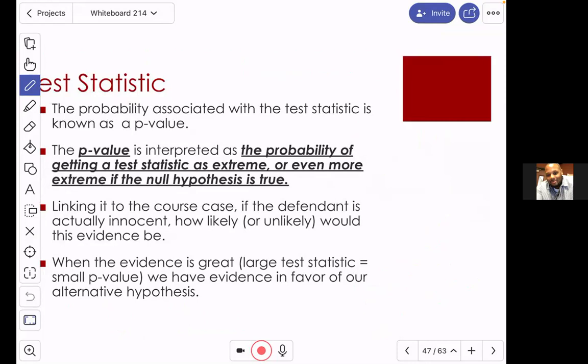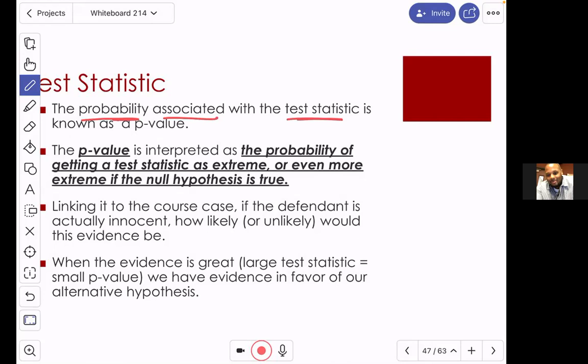We call it a p-value. It's the probability value. The p-value is a probability that's associated with a test statistic. And what it really means is this: the p-value is the probability of getting a test statistic as extreme or something even more extreme if in fact the null hypothesis is true.